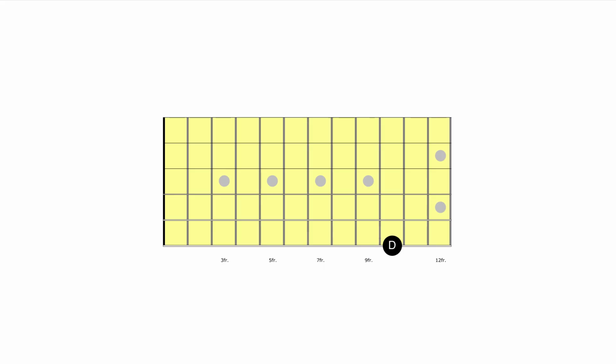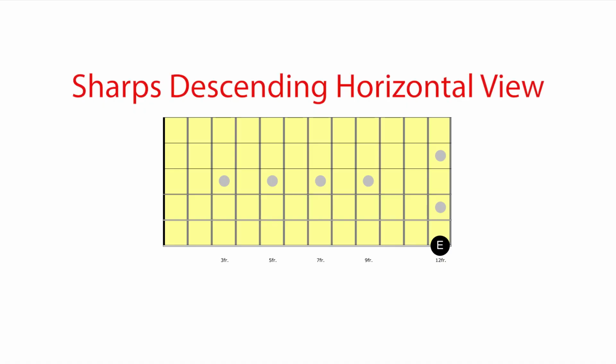1 semitone up from D up to the 11th fret is going to be D sharp. And 1 semitone up from D sharp on our 12th fret, we have our octave note E. Same note as our open string. Okay, now we're going to go sharps descending down our fretboard with the horizontal diagram view, starting on our 12th fret again.